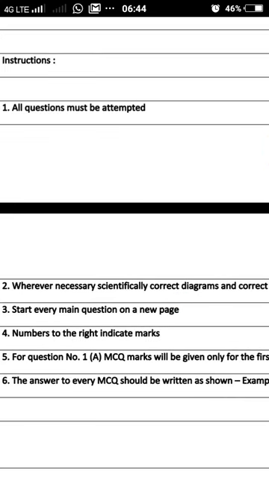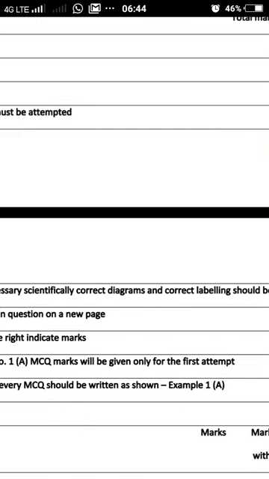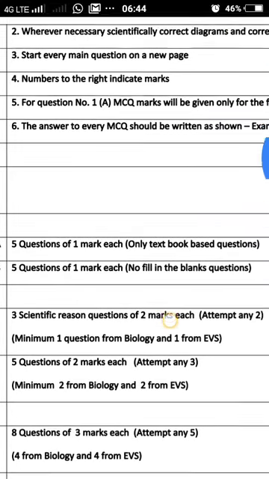The answer to every MCQ should be written as shown. The example is given here, example 1 in A. That means you will have to write only the alphabet. You need not write the whole answer. You can write only the alphabet of the correct option. Okay. So let's begin with the paper pattern.